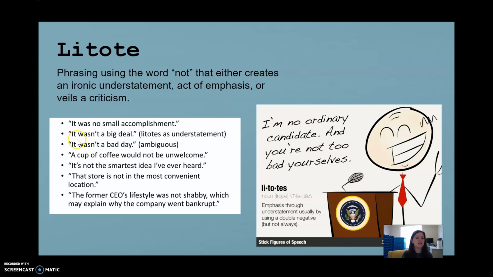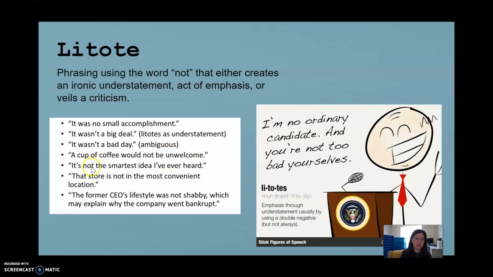So here we have, "it wasn't a big deal." I don't like that one. Let's go to a different one. This one's better. "A cup of coffee would not be unwelcomed." Why not just say, I would like a cup of coffee, but instead they say would not be unwelcomed. And I think that this again goes to the idea of emphasis, that they would really like a cup of coffee.